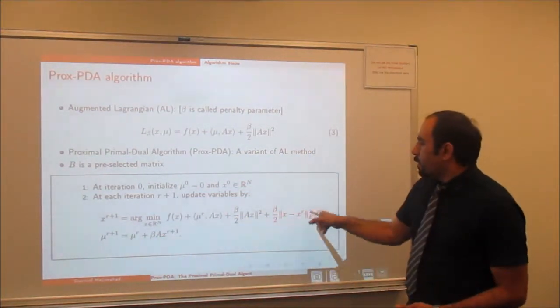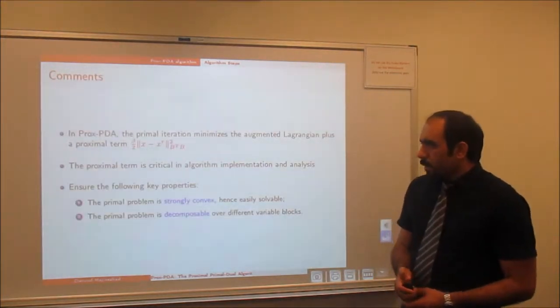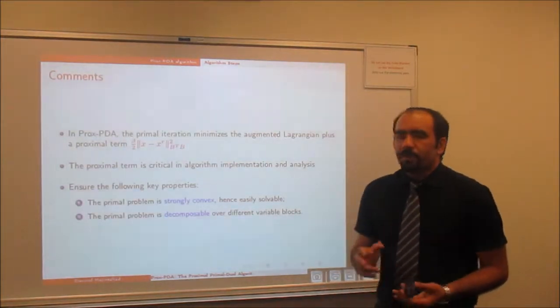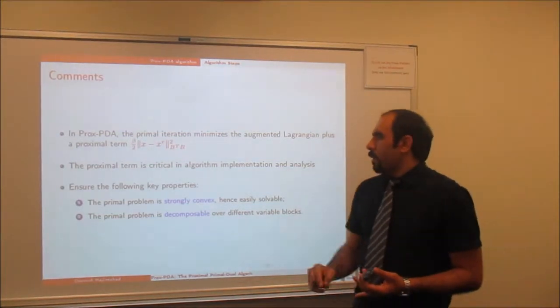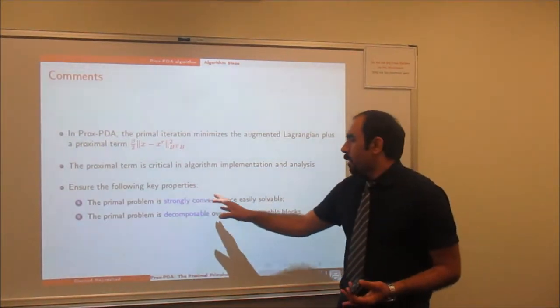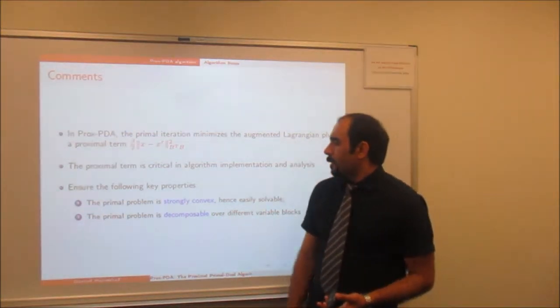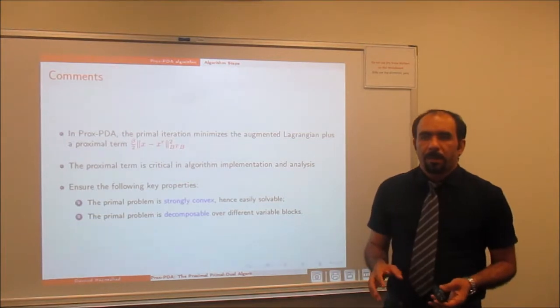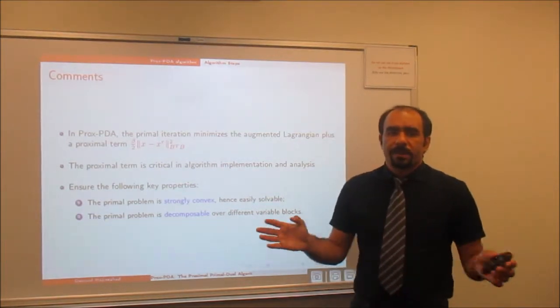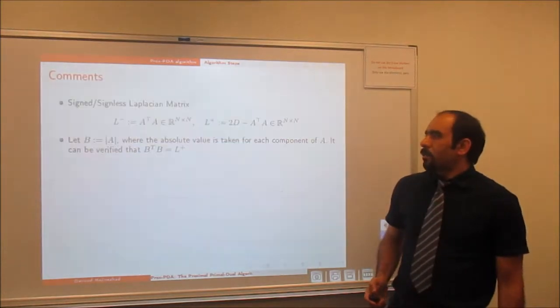So this proximal term is very critical in our algorithm because it ensures two important things. First, it makes the primal problem strongly convex and hence easily solvable. And second, it makes the primal problem decomposable over different variable blocks. This is very important. So let's see how it works.